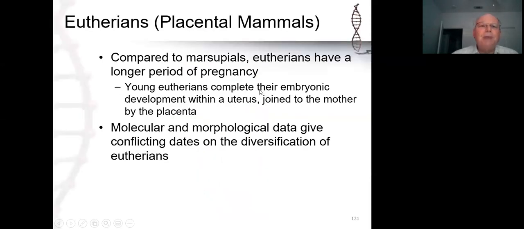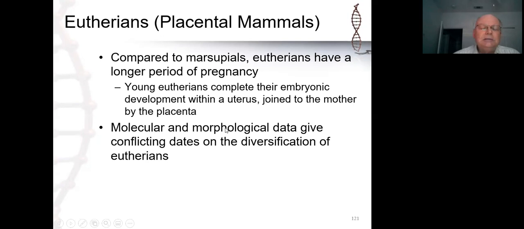So eutherian mammals, the mammals that you and I belong to, and the vast majority of mammals that we are familiar with, are defined by the fact that the young are retained within the body of the mother in the uterus and are linked to the mother's blood supply via the placenta that performs all of the tasks necessary to supply nutrients and oxygen to the young and also dispose of waste and carbon dioxide from the young.